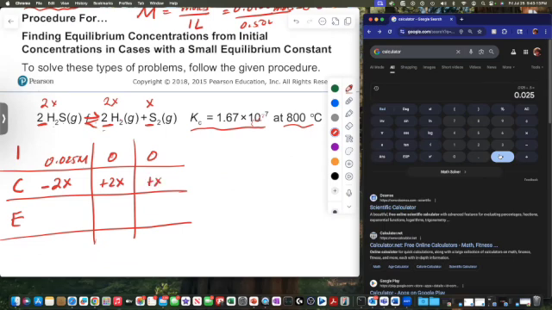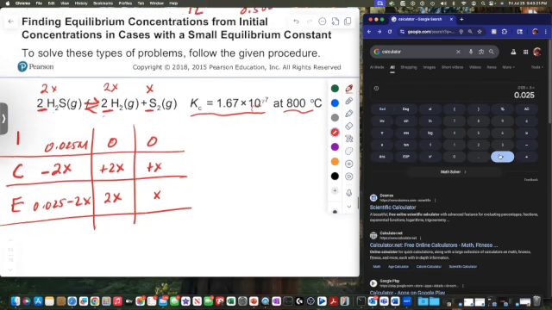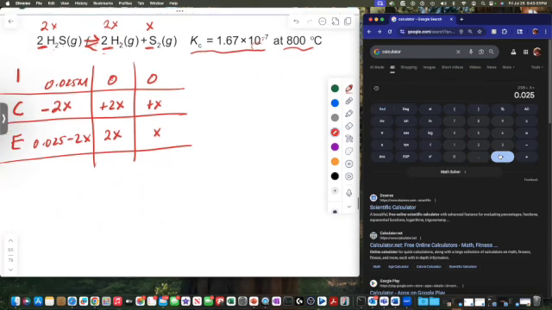So at equilibrium, in terms of x, we have x of S2, 2x of H2, and then 0.025 minus 2x of H2S. Since our goal is to solve for the equilibrium amounts, we're going to go ahead and find what x is, plug it back in, and of course solve for it. Okay? Let's see how that plays out.